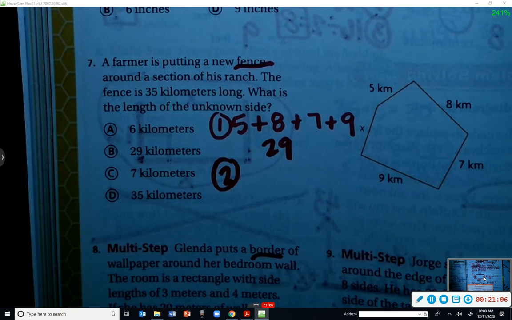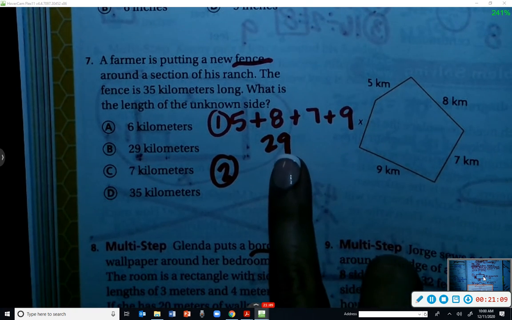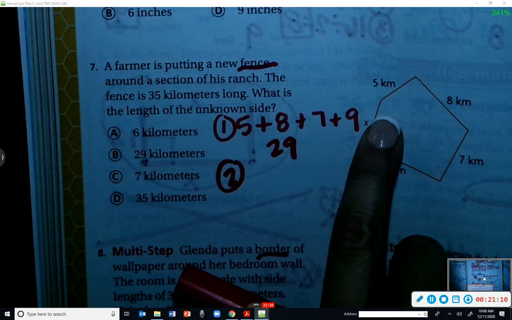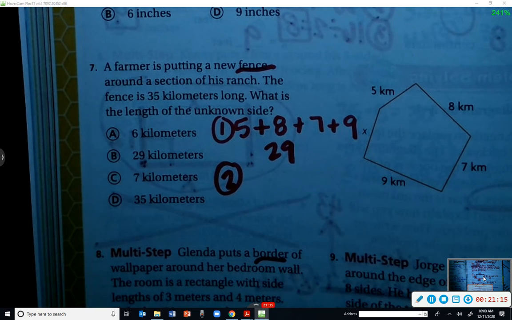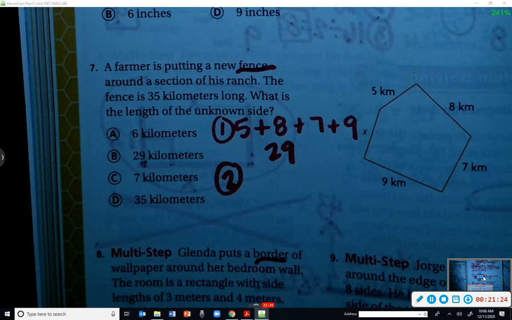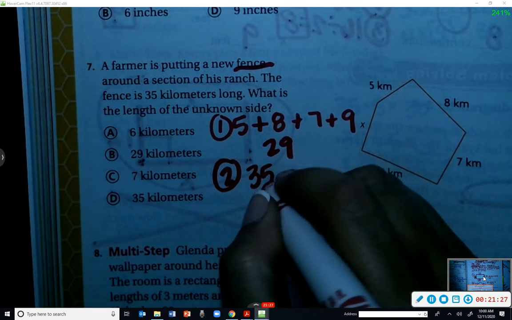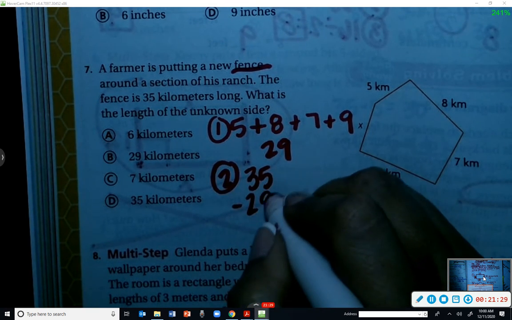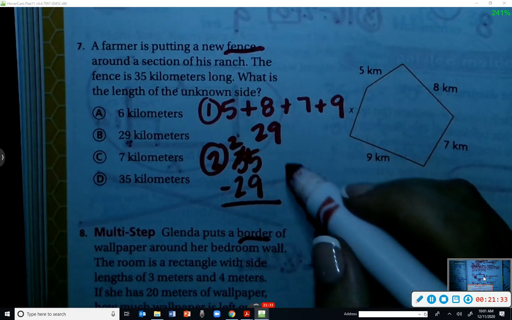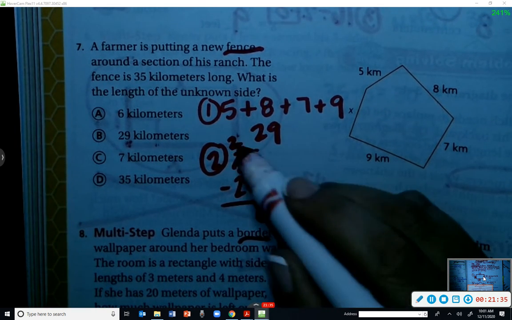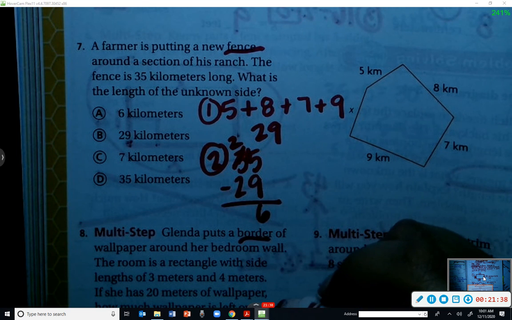Step 2. I still don't know the unknown side. This doesn't tell me this missing side. That just told me all of these added up. Okay. So how am I going to find the missing side now? Kaylee? Subtract. What am I going to subtract, Aaliyah? Good. The perimeter, which was 35, minus 29. 15 minus 9 is 6, and 2 minus 2 is 0.